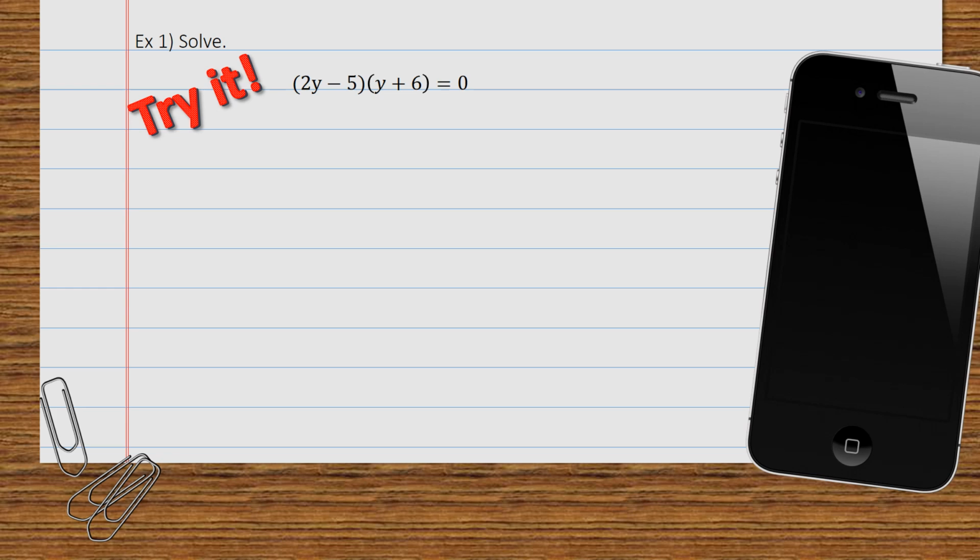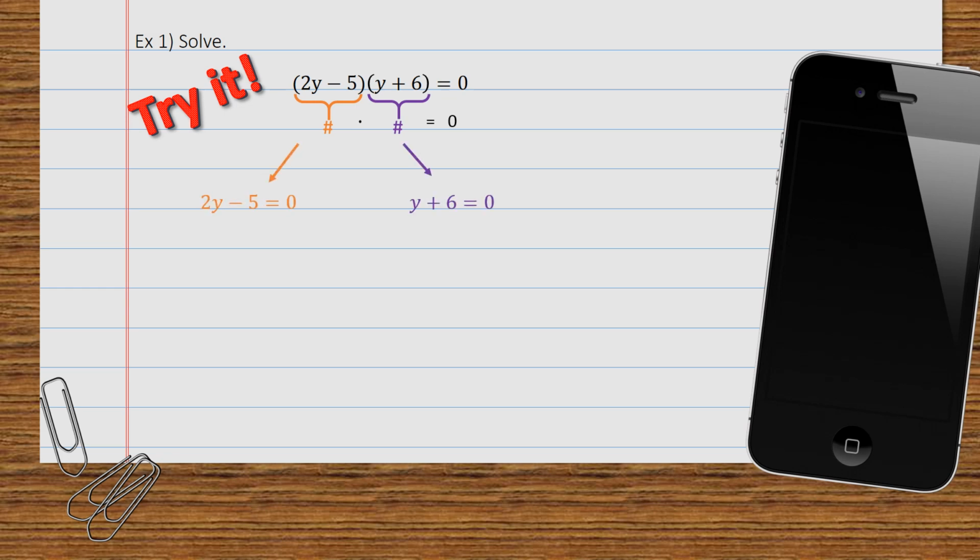Here is your try it problem. 2y minus 5 times y plus 6 equals 0. Okay, let's see how we did. Notice we have some number times some number, and it equals 0. So to solve, we take each value and set it equal to 0.